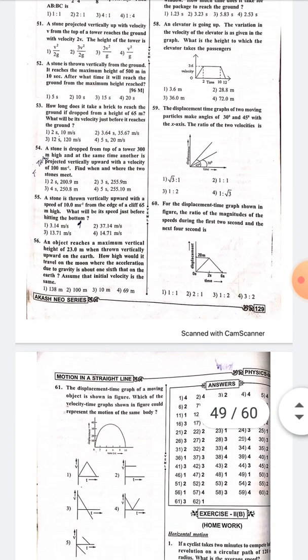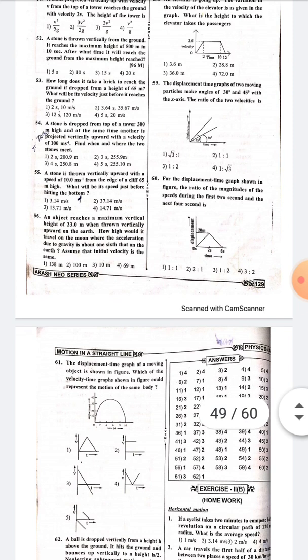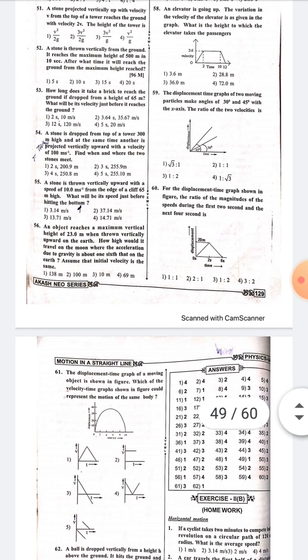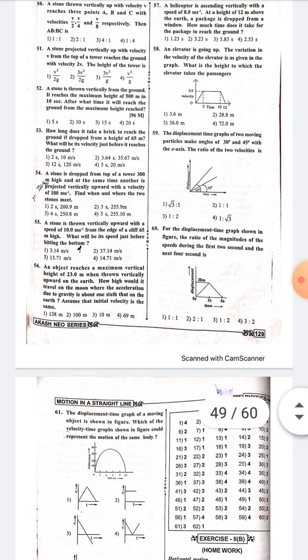An elevator is going up. The variation in the velocity of the elevator is as given in the graph. What is the height to which the elevator takes the passengers? Okay, by this sum we are going to stop, and from the next sum, number 60, in the next video you can watch.